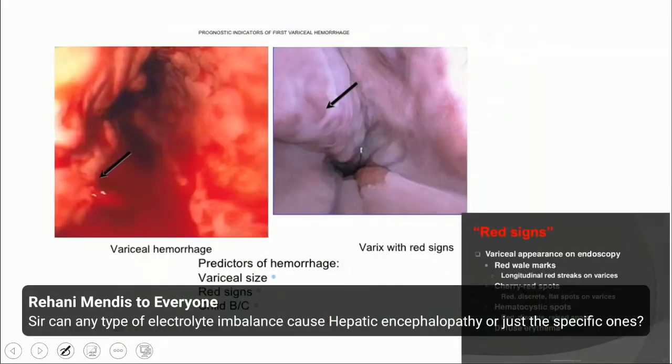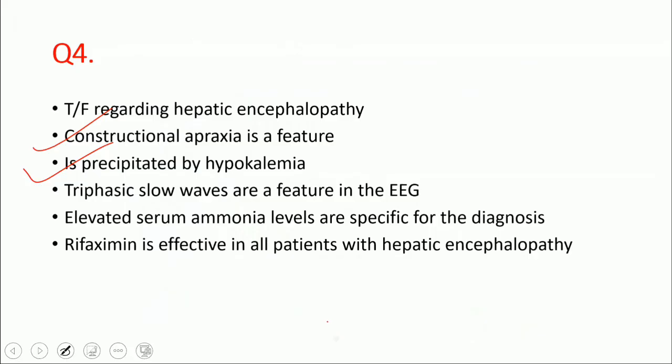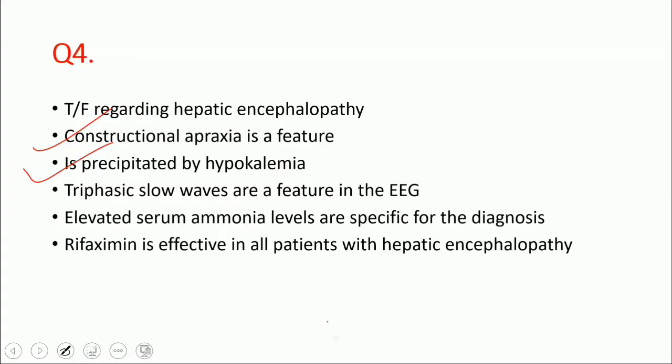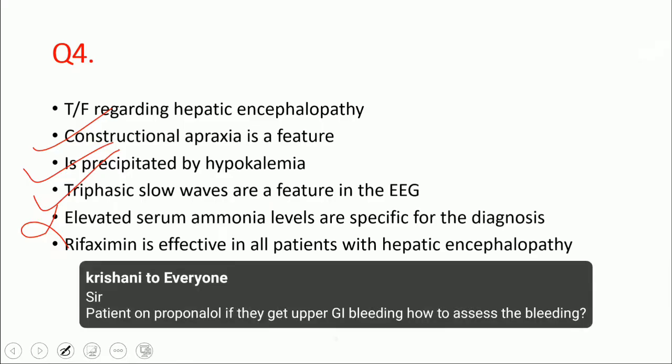Or you can measure the serum ammonia. But the serum ammonia levels are not specific for the diagnosis of hepatic encephalopathy. Of course, they are sensitive, but they are not specific. Triphasic slow waves are a feature in the EEG, but we don't frequently do EEGs unless there's a big question or uncertainty about the diagnosis. Electrolyte imbalance, usually hypokalemia and hyponatremia, can precipitate it.